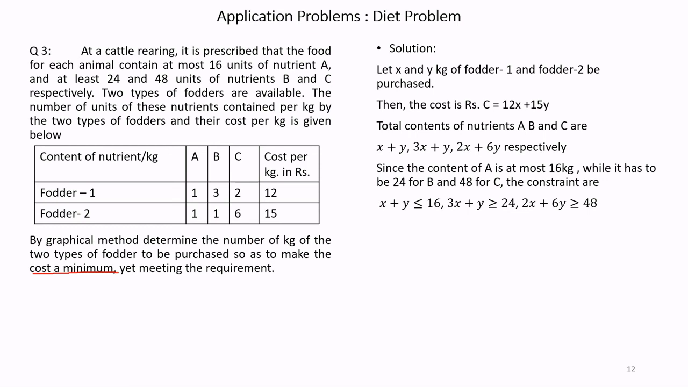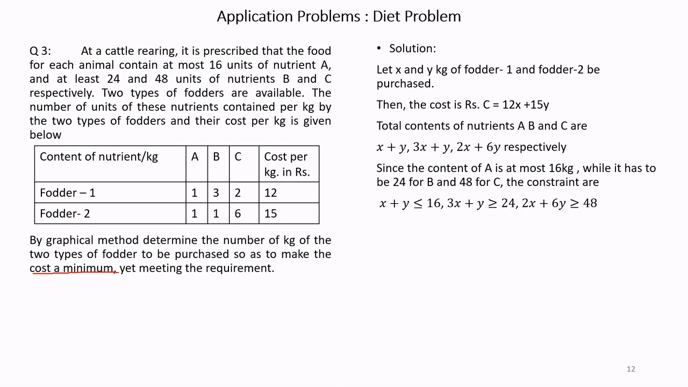So the nutrient A is 16. So x plus y should be less than or equal to 16. And while it has to be 24 for B, that is 3x plus y should be greater than or equal to 24. So the third point C is 2x plus 6y should be greater than or equal to 48.